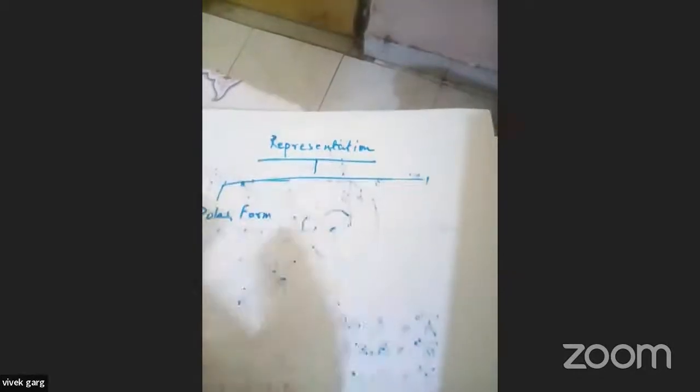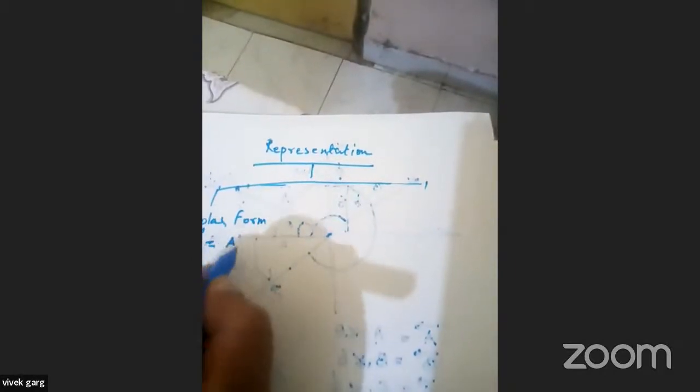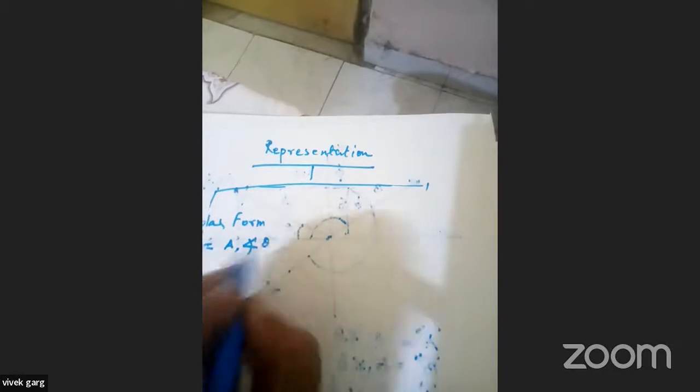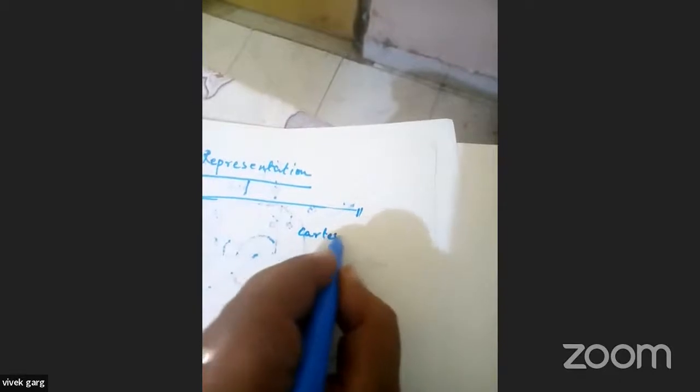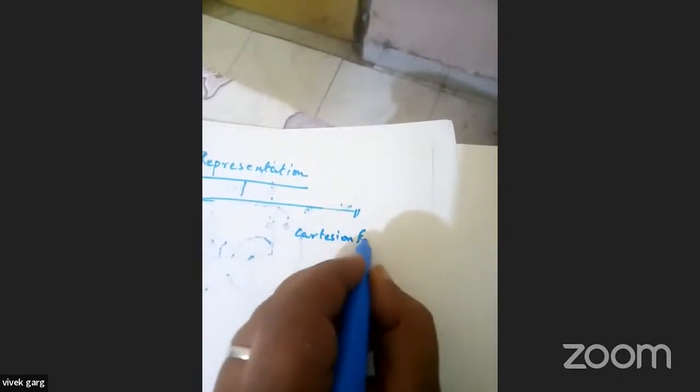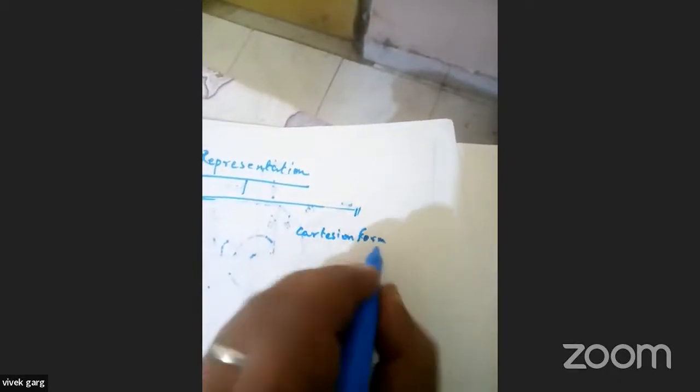Two formats. The polar form, which is basically magnitude and direction. A vector has a magnitude and a direction. And the other is known as the Cartesian form, or sometimes known as the rectilinear form.